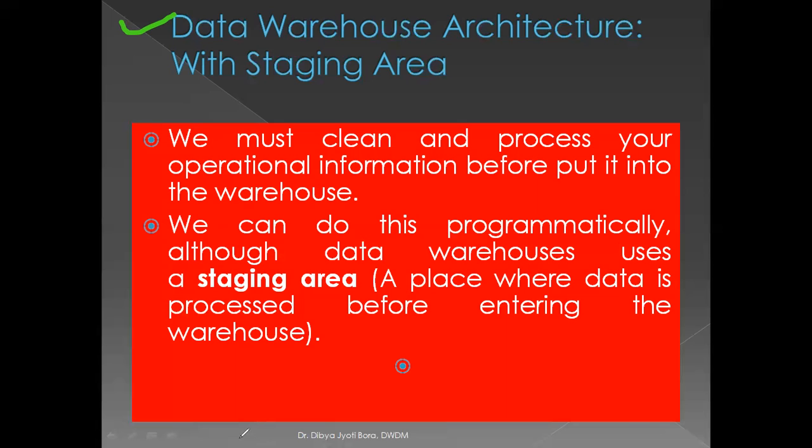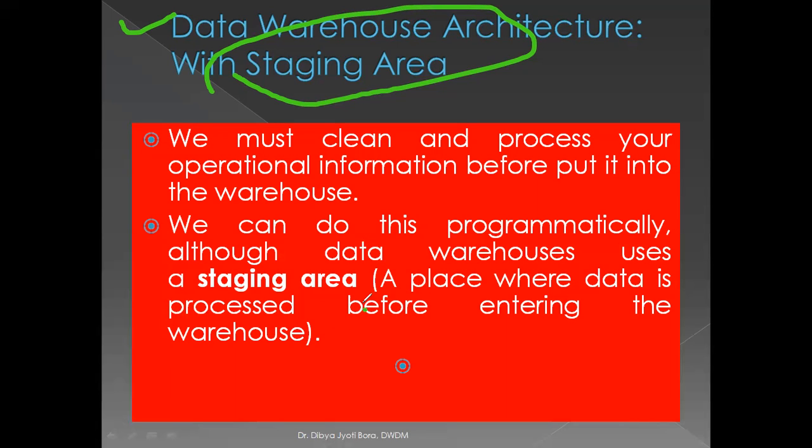So now come to this two-tier data warehouse architecture, and that is popularly known as data warehouse architecture with staging area. We must clean and process your operational information before putting it into the warehouse. We can do this programmatically, although a data warehouse uses a staging area before entering the warehouse.